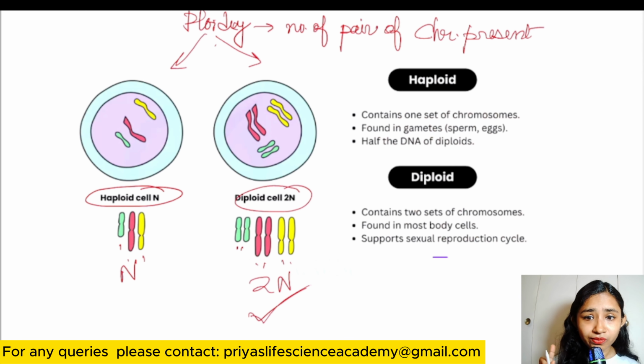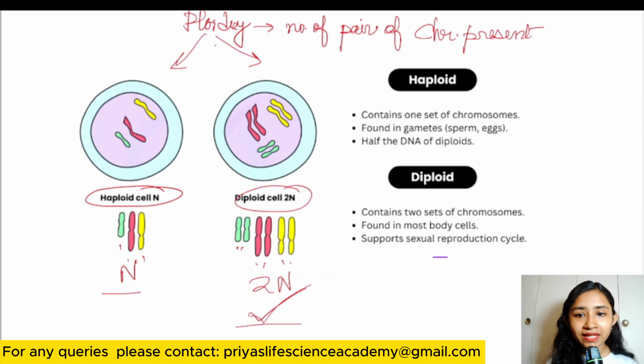So in case of haploid, you will see one single chromosome, and one single chromosome is a single copy of the gene. And in case of diploid, you can see one pair, that means two chromosomes, and two chromosomes means two copies of the gene. Okay, so this is the difference between haploid and diploid. So in haploid cells, you will see each chromosome present in single copy, and in each chromosome a single copy of the gene will be present. And in case of diploid cell, you will see two copies of the chromosome present, and in two copies of the chromosome, two genes will be there. Okay, so this is the case of diploid and haploid cell.